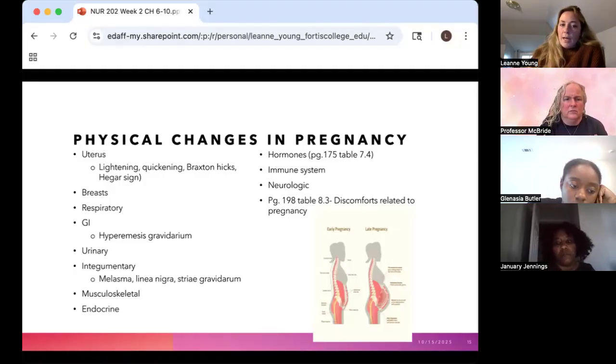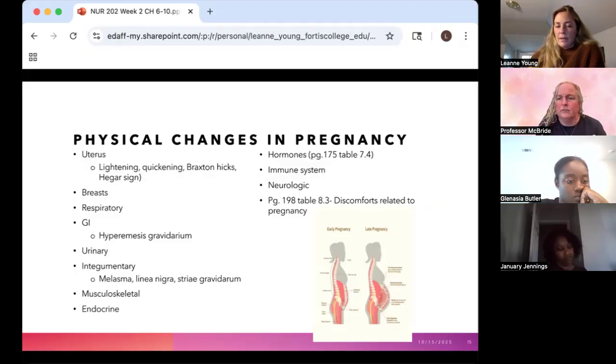And then striae gravidarum, which is the fancy medical term for stretch marks, which can happen on your belly, on your breasts, on your hips, anywhere really. Some women ask if there's a genetic component, and there really hasn't been a lot of studies done on them. It's just something that is pretty common during pregnancy.